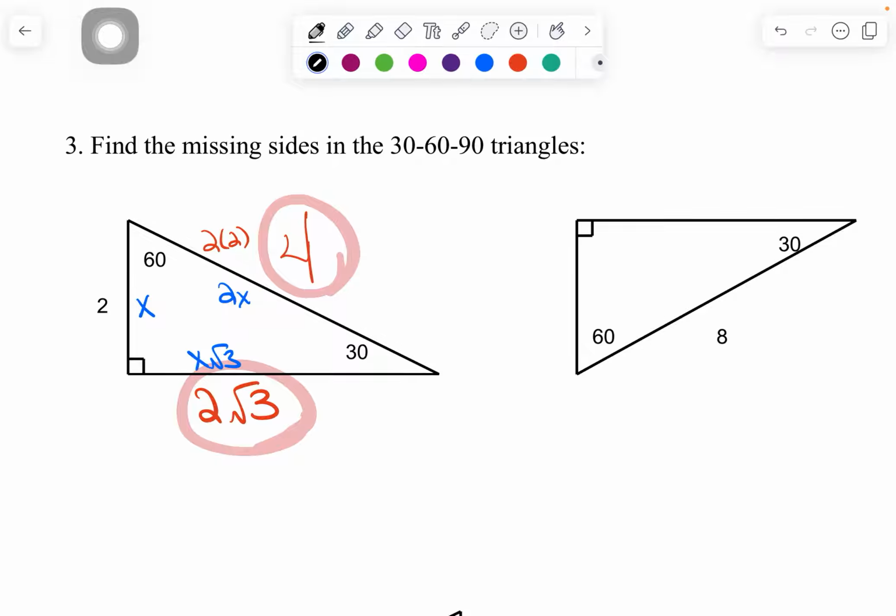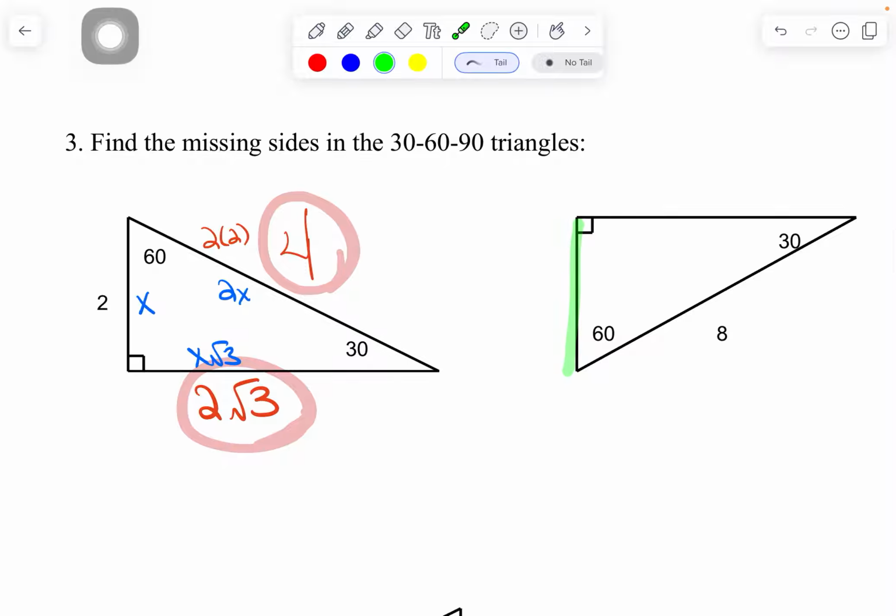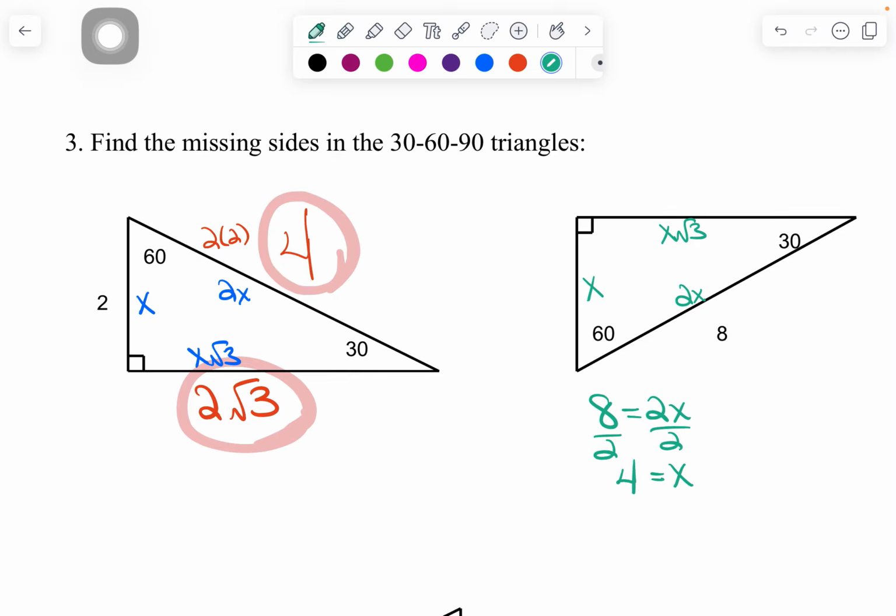If I go to the one on the right here, I'm not given the shortest side this time. That's okay, right? I can work with that. So this is going to be labeling here x, 2x, and of course x root 3. So I'm going to do the same thing I did with the 45/45s, which is look for the side I know and what I have it labeled as, which in this case is 2x. So 8 is equal to 2x. If I divide both sides by 2, I'm going to get x is equal to 4.